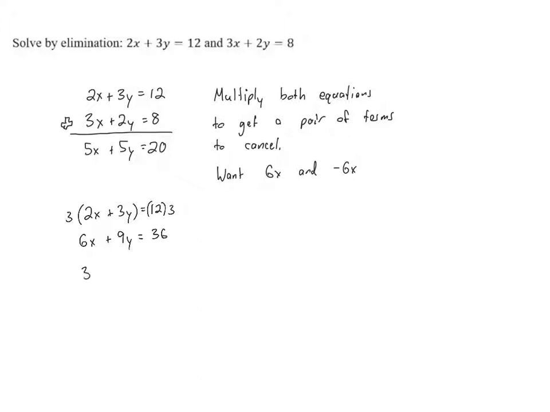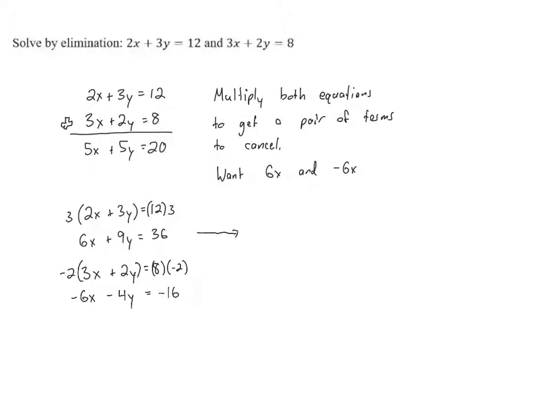Now we want to take the other equation, 3x plus 2y equals 8, and we want there to be a negative 6x there. How can we take 3x and turn it into negative 6x? Well, the answer is that we multiply by negative 2. So in this problem, we're going to multiply both sides by negative 2. On the left, negative 2 times 3x gives us negative 6x, which is what we wanted. Negative 2 times 2y gives us negative 4y. And on the right, 8 times negative 2 is negative 16.